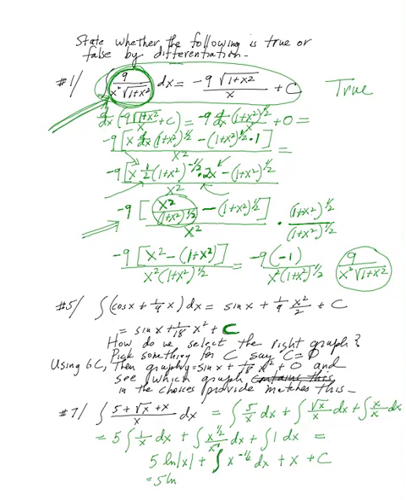So I get 5 natural log absolute value of x plus the antiderivative of x to the negative 1/2 is x to the positive 1/2. Notice I just used power rule for antiderivatives. I added 1, and I divide by that exponent. So I can write my final answer as 5 times natural log absolute value of x plus 2 times square root of x plus x plus a constant. When you divide by half, you multiply by 2.